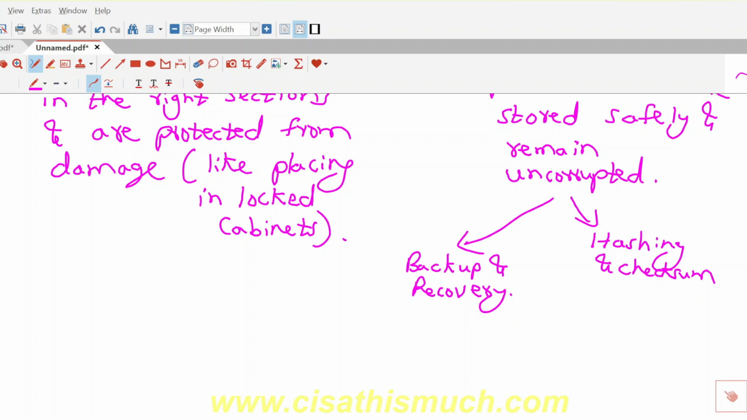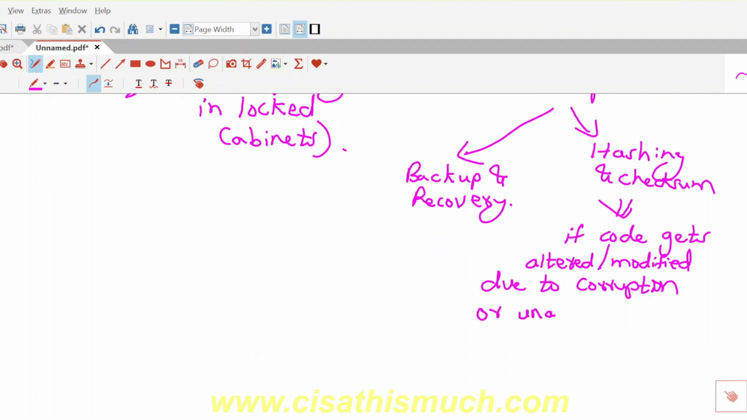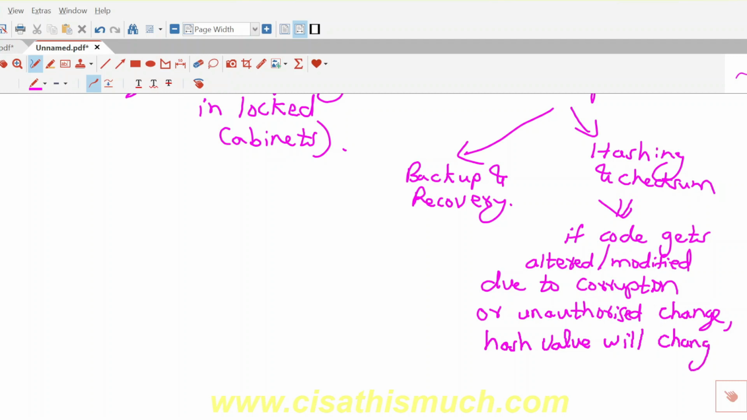But what happens in case of hashing is that if any of the code gets altered or modified, maybe due to corruption of that particular file, or because of an unauthorized change, the hash value will change. So it will determine whether that piece of code is altered, maybe intentionally or unintentionally. When we say unintentional, it means corruption. When we say intentional, it means unauthorized change, right?